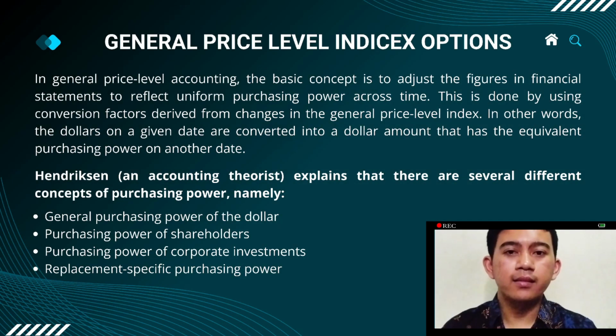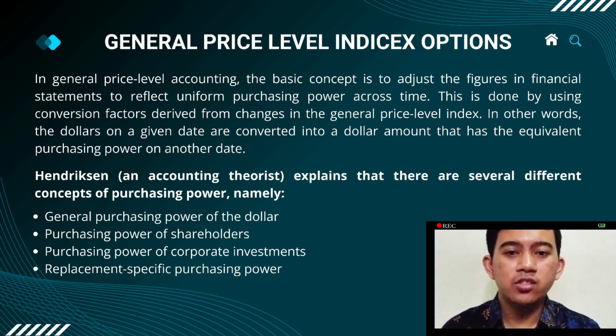Next is material about general price level index options. In general price level accounting, the main objective is to present financial statements in a form that reflects equivalent purchasing power over time. This is done by using a conversion factor that is based on changes in the general price level index. In other words, the value of a dollar on a particular date is converted into the value of a dollar on another date that has the same purchasing power. This concept is important because the value of money can change due to inflation or deflation.